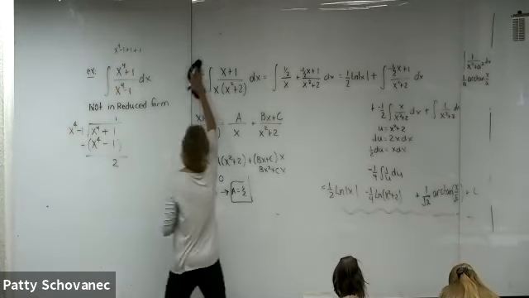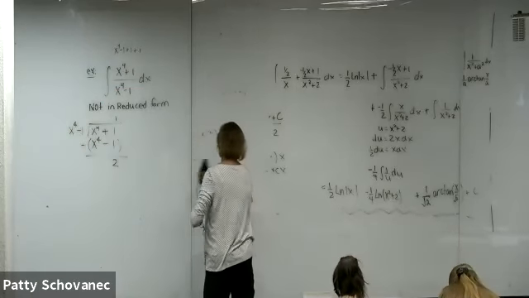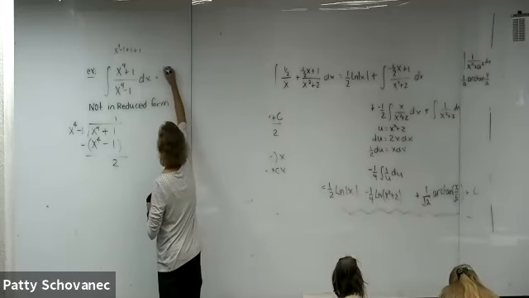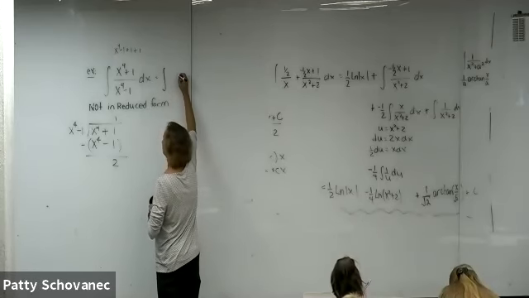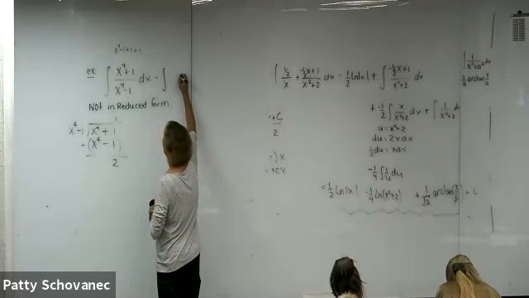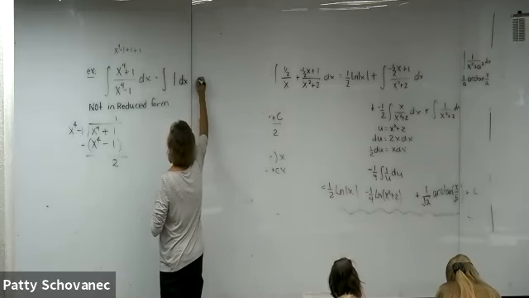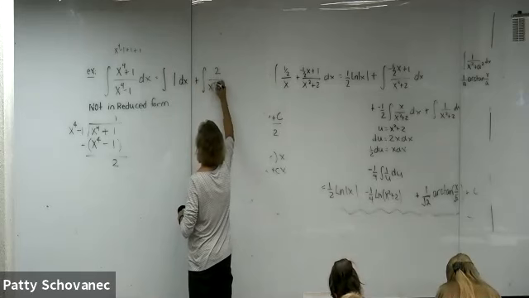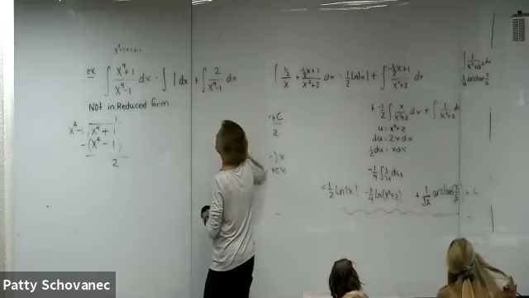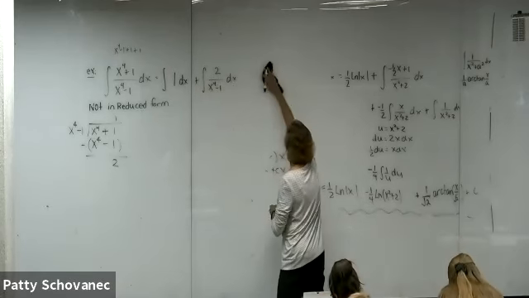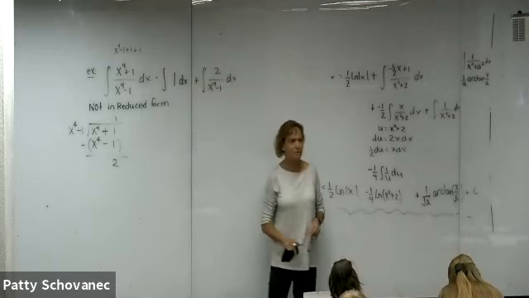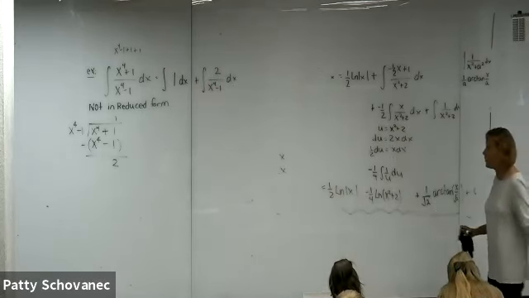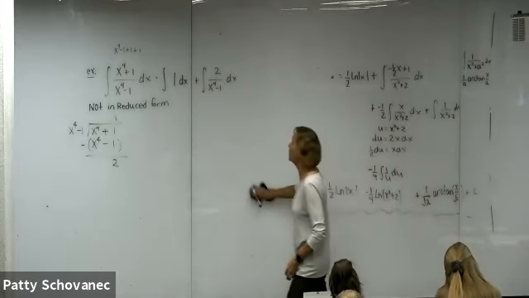All right, so now let's look at it. Now that looks like 1 plus 2 over x to the 4th minus 1. So the first part, you get x. The second one, now you have to do partial fractions. So now we're going to factor x to the 4th minus 1.